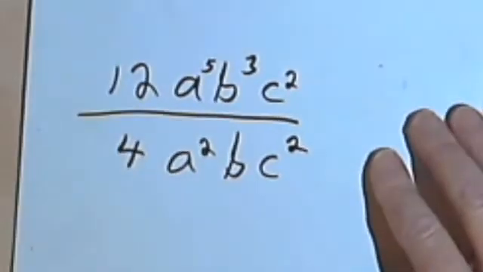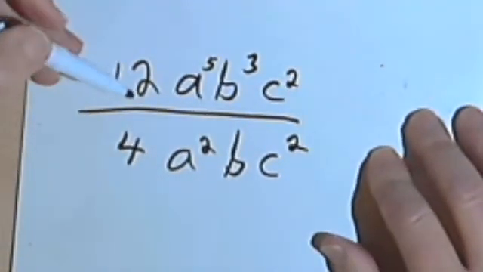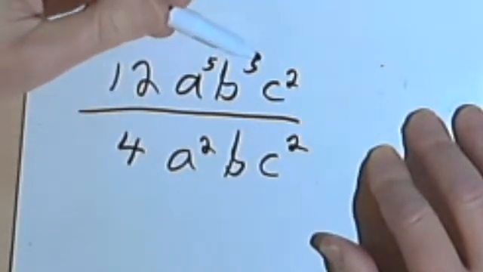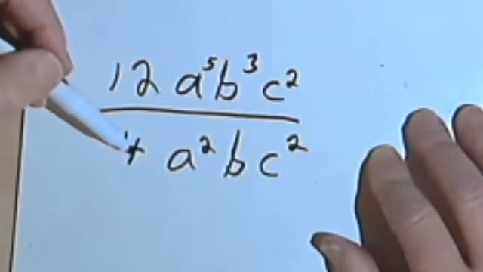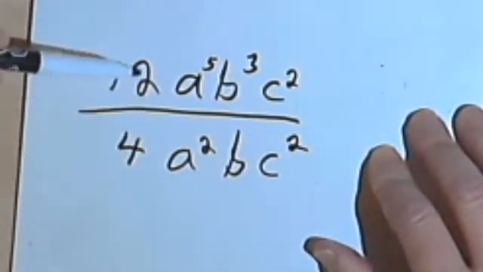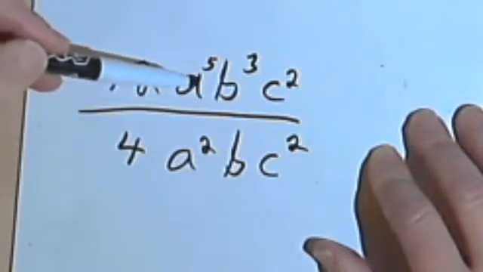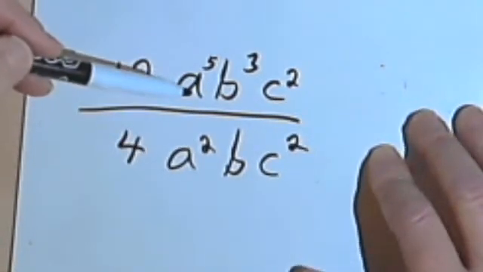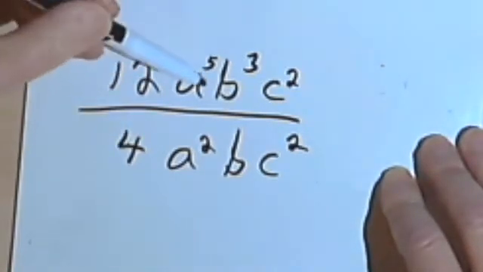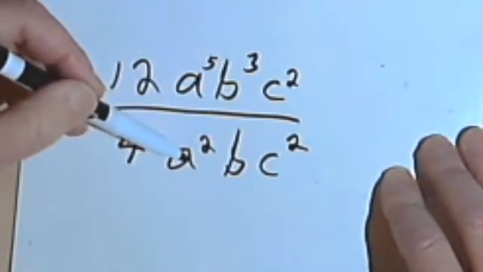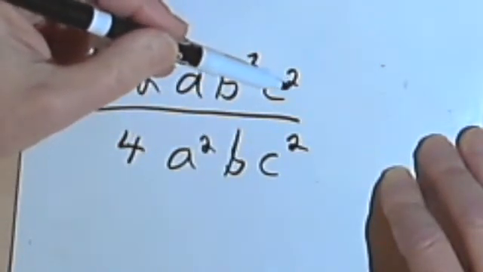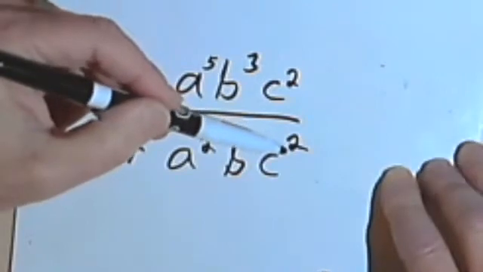Okay, and the last thing I want to mention, and this is pretty much the same thing that we saw with multiplication, is when you've got something that looks complicated, like 12a to the fifth b to the third c squared over 4a squared b c squared, deal with the coefficients separately, then deal with each of the variables separately. So I'm just going to think of this as, what is 12 divided by 4? What is a to the fifth over a squared? What is b to the third over b? What is c squared over c squared?